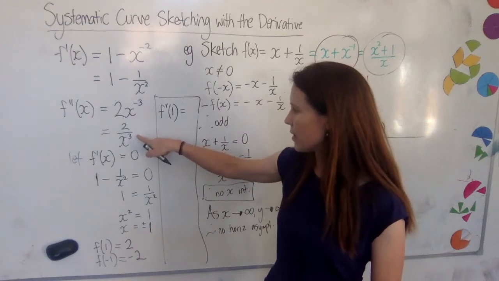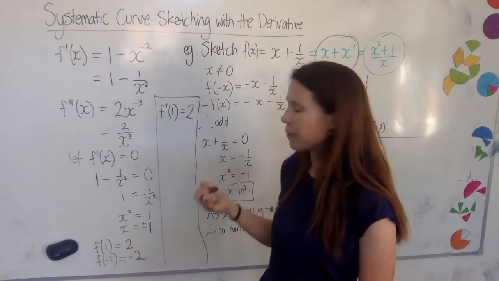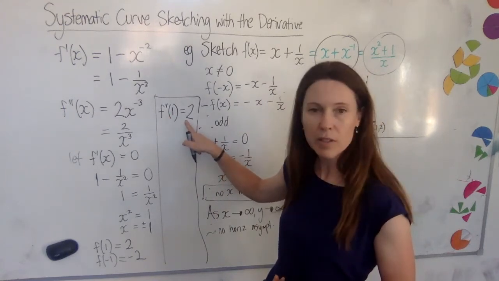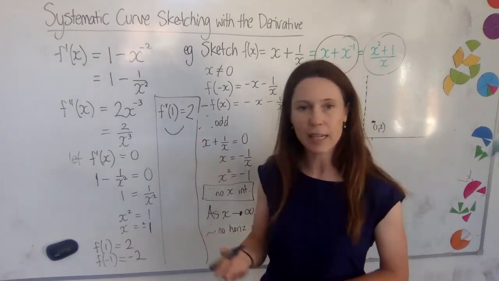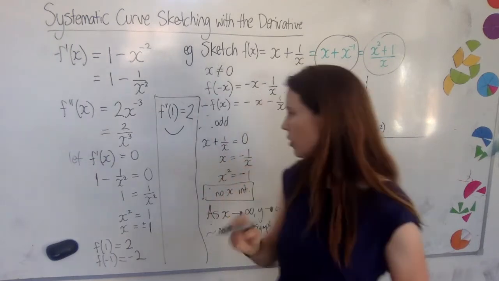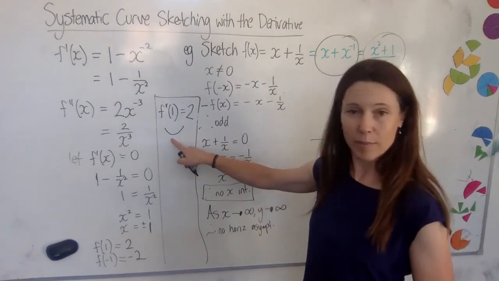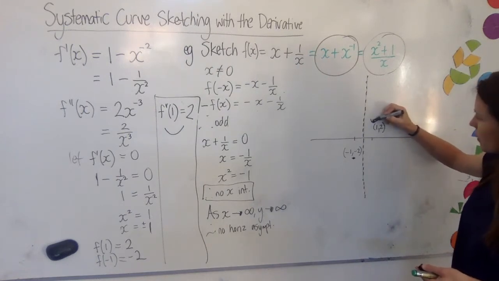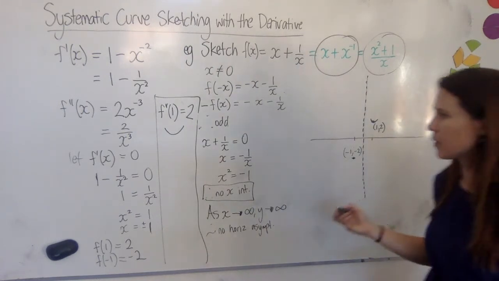And subbing 1 into this, I've got 2 over 1, it's 2. Now what does that mean? Well, if the second derivative is positive, it means that it is a minimum turning point. It's got concave up and like a smiley face. So that's our point over here. We can draw a little mini smiley face there, and we know it does that.